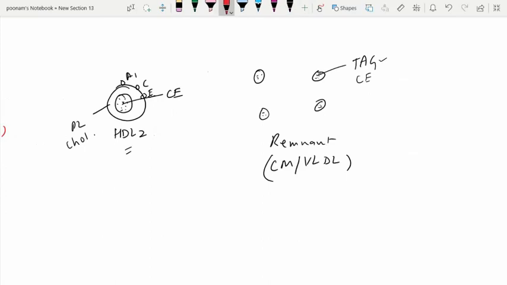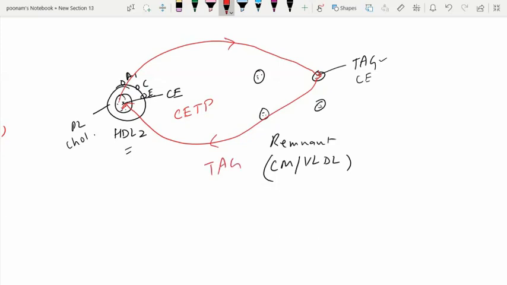So with the help of one protein that's called cholesterol ester transfer protein, some of the cholesterol ester is transferred to these remnant particles in exchange for triacylglycerol. So this is called exchange of lipid from core to core. HDL2 donates cholesterol ester, and triacylglycerol is taken up from the remnant particle. This kind of exchange increases the capacity of HDL2 in the plasma. It can act for some more time because some cholesterol ester is removed from its core.